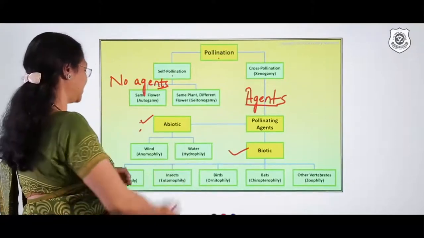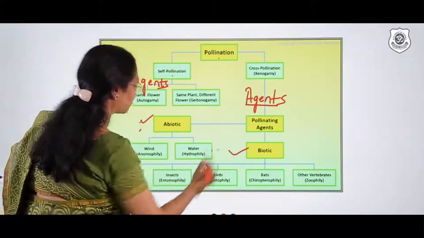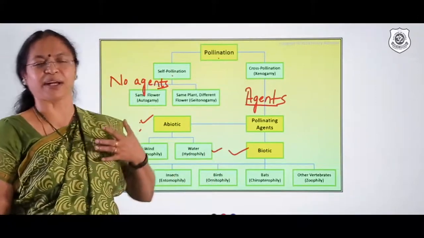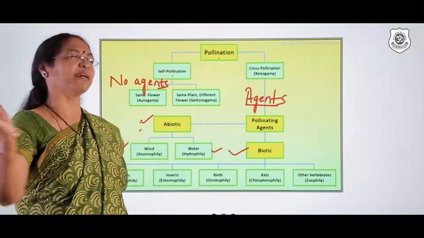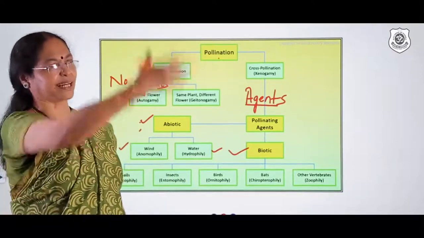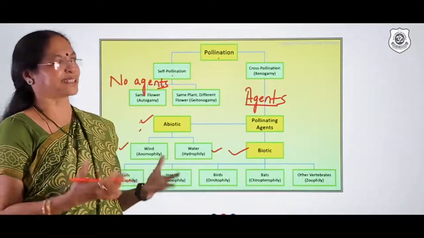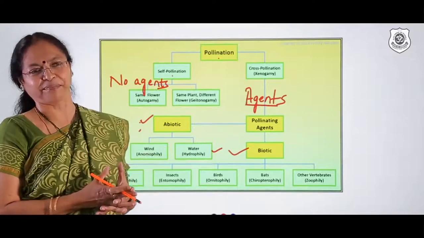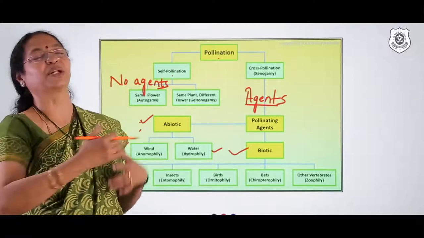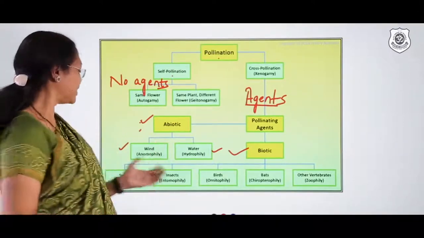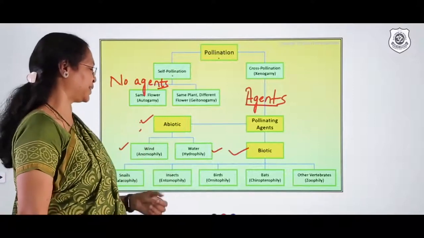Now, what are the non-living agents? I'll say wind is one, and the second one is water. Wind and water will carry a lot of pollen grains. I'm sure whenever the wind blows, sometimes it looks like sulfur rain. Wherever there is a lot of pollen grain, wherever there's a pine garden, when the wind blows, it looks like sulfur rain. The wind is carrying such a lot of pollen grain. So we say it's wind pollination.